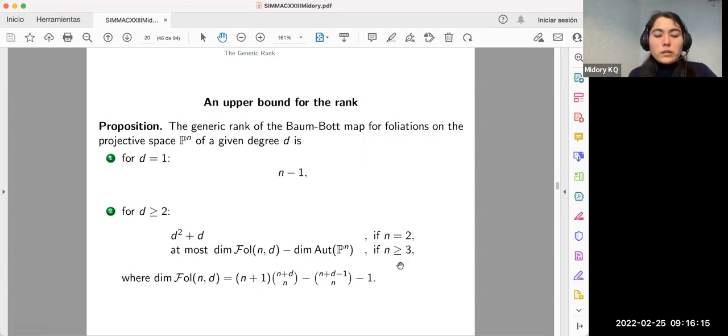And if n is greater or equal than 3, then at most it can be the dimension of the space of foliations on the complex projective space of dimension n and degree d, minus the dimension of the automorphisms of the complex projective space of dimension n. And here we have the dimension of the space of foliations. So we have an upper bound here, and here we have the exact generic rank.